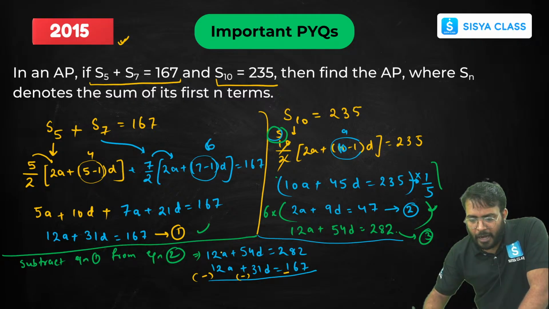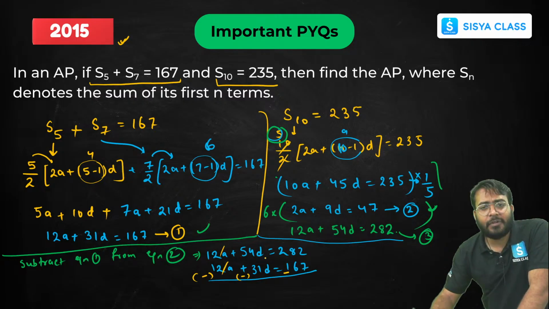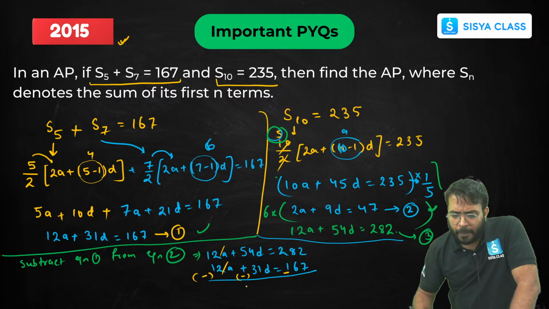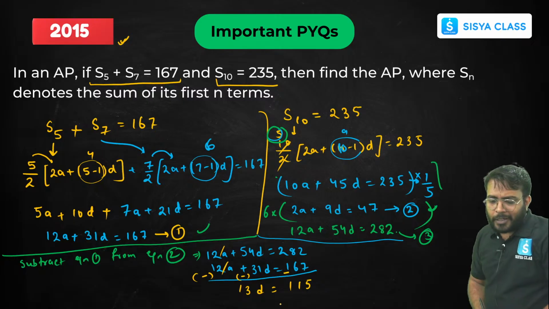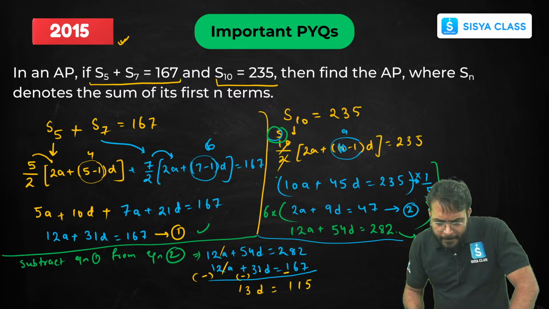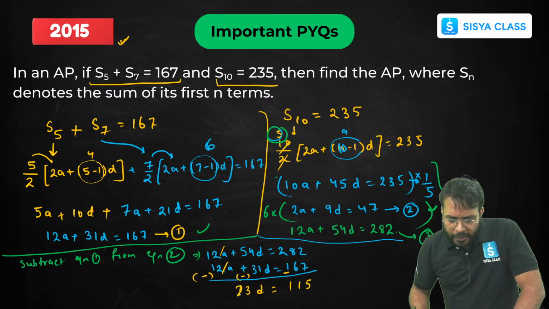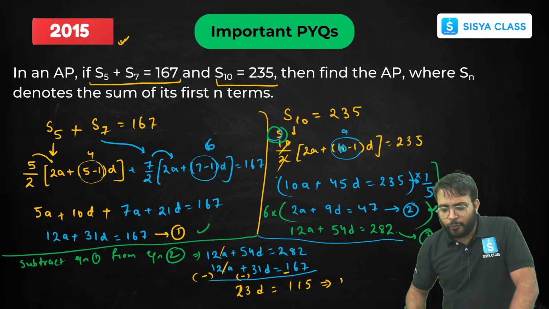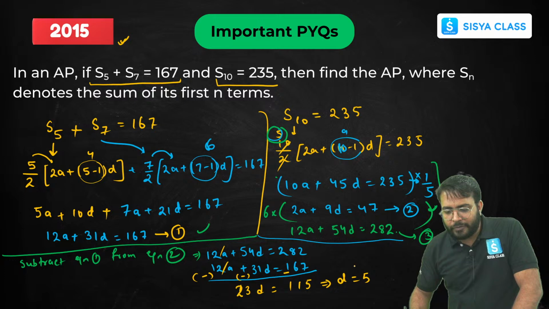So 12a and 12a will get cancelled. 54 minus 31 is 23, and 282 minus 167 is 115. So 23d is equal to 115, and from here the value of d is going to be 5.